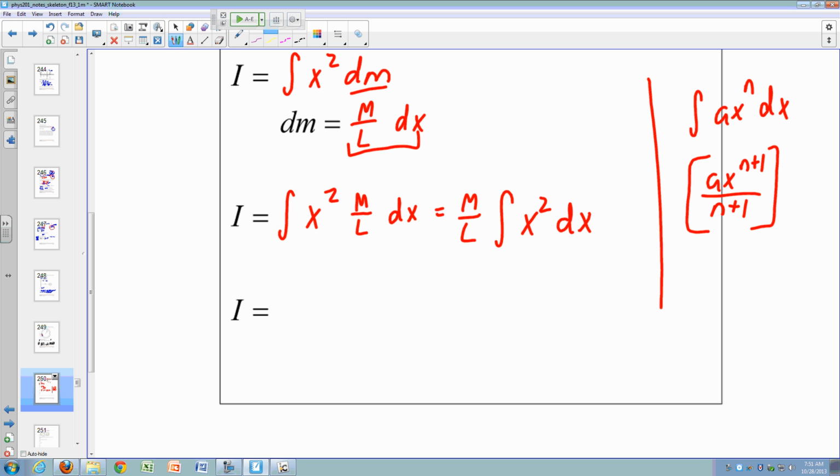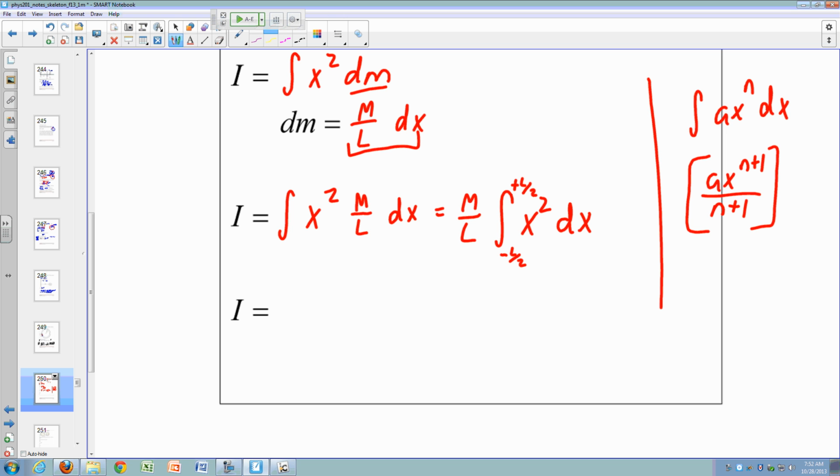Although in this case, what are our limits for dx? Right. Our limits for x are going to be from negative L over 2 to positive L over 2. So we're integrating over the whole length of the bar. I'll put that in. So we have negative L over 2 to positive L over 2.